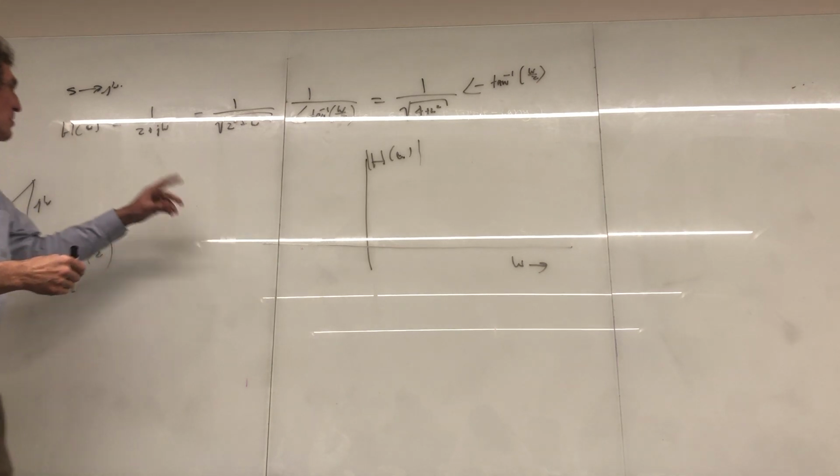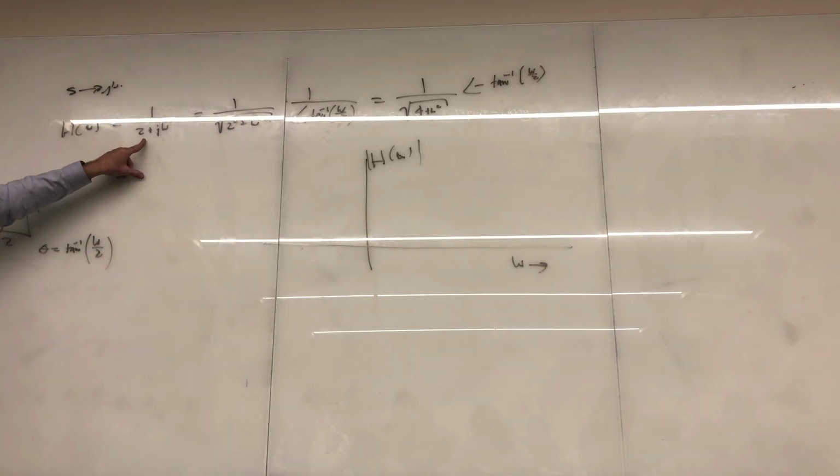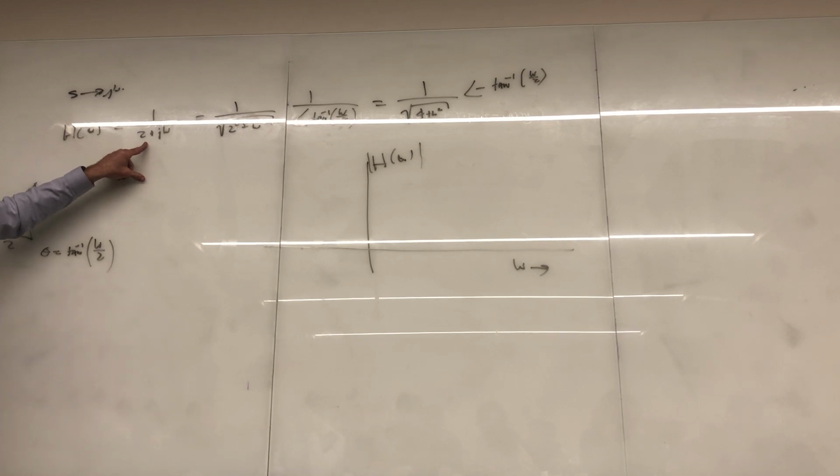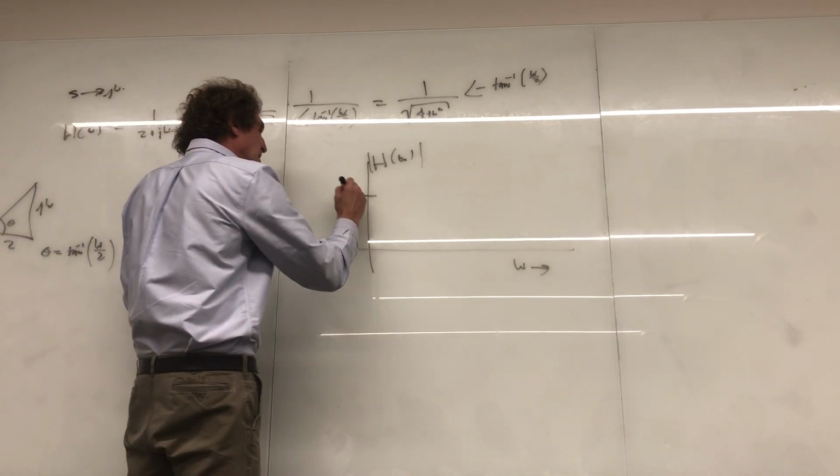You all see at the origin, just look here. It's simply 1/2. Does everybody see that? When omega is 0, it is 1/2, correct, class? It's painfully obvious. So it's 1/2 here.